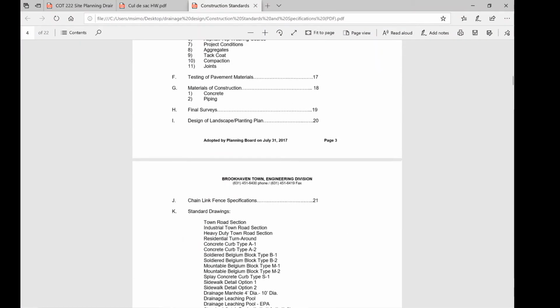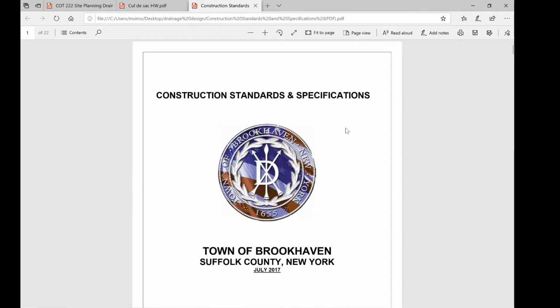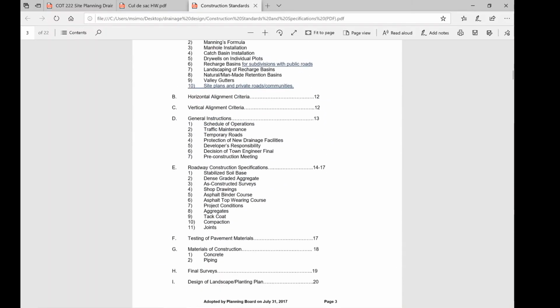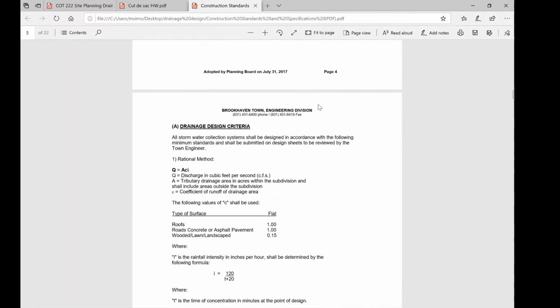So when you go to that folder, you get the Town of Brookhaven standards, which means you have to open it up and you have to read. You have to be willing to do this, because in that it gives you exactly what your drainage design criteria is. It says for roofs, you're going to use 1. For roads, you're going to use 1. And for landscaped woodland areas, you're going to use 0.15. So that's what we're going to use for your runoff coefficients, 0.15 on those.